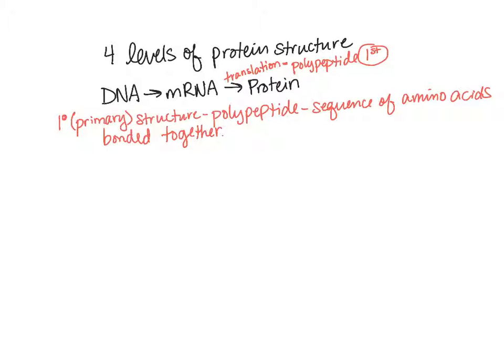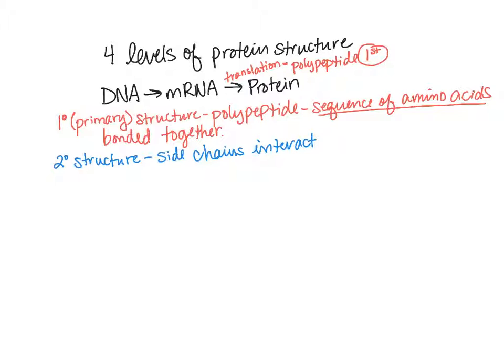Now, each protein has its own polypeptide sequence. So this sequence of amino acids is going to be different depending on which protein you're making. Now, the secondary structure of proteins is where the side chains of amino acids interact. And it causes this polypeptide to either start folding into what we call beta pleated sheets, or they form these spirals. So these side chains interact.